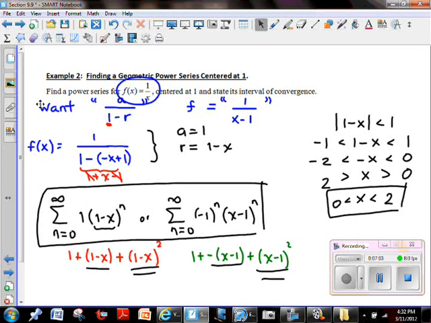So there it is, example 2, another power series represented as a geometric series.